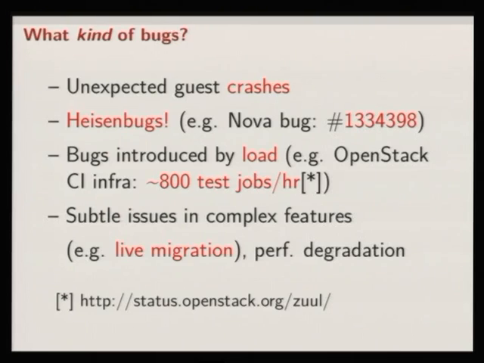Then OpenStack CI infrastructure runs about 800 test jobs per hour. It's not a joke, it's real. You can see the URL at the end that shows you what kinds of jobs it is running.